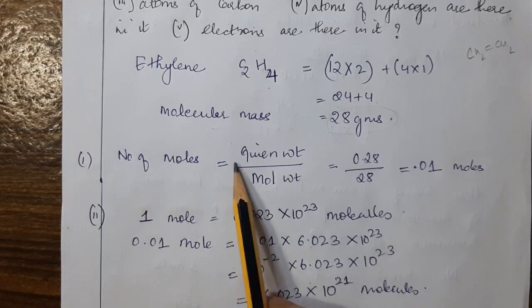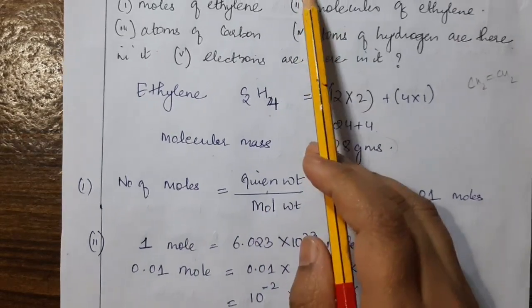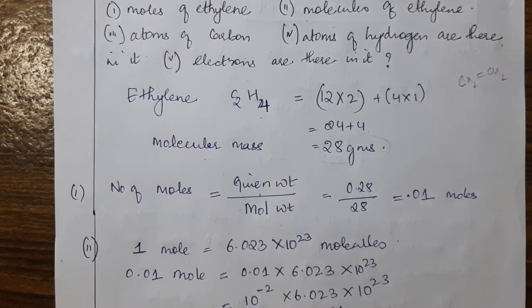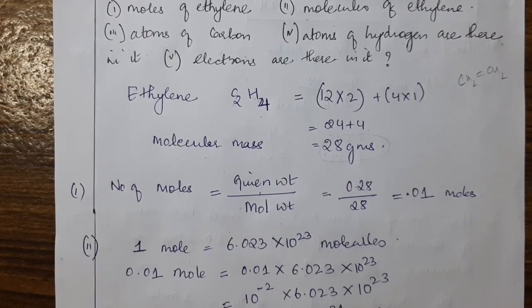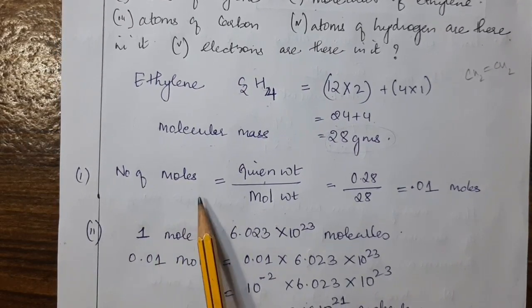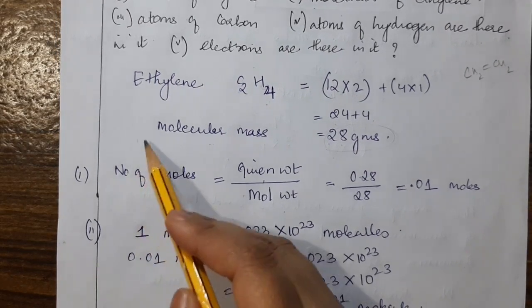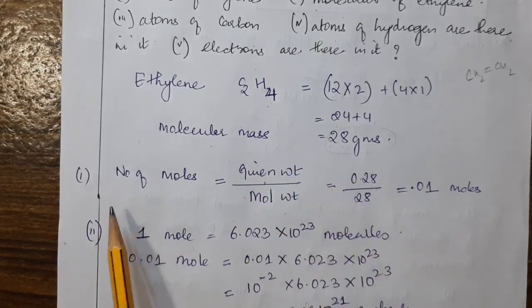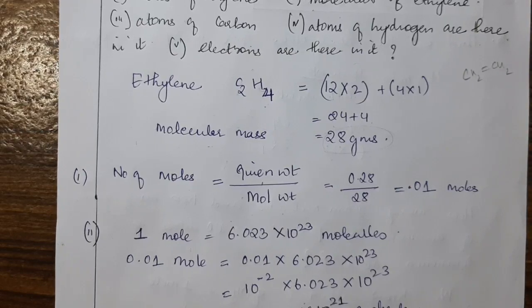Number of moles equals given weight divided by molecular weight. You can use this, or you can use the unitary method also. Your choice. Unitary method means 1 mole contains how many grams? Molecular mass. Like that, you'll do.